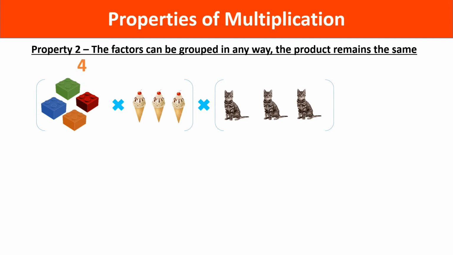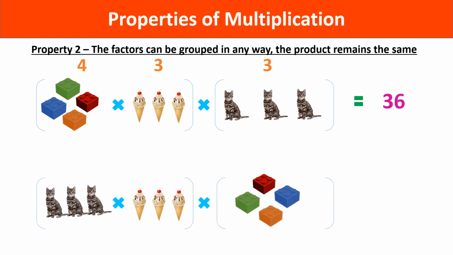Here we have 4 blocks, 3 ice creams and 3 cats. So first we are multiplying 4 and 3, right? You can see the brackets there. 4 multiplied by 3. So 4 threes are 12. Very nice. Now we will multiply 12 and 3. Okay. So when we multiply 12 and 3, we get the answer 36. 12 threes are 36.